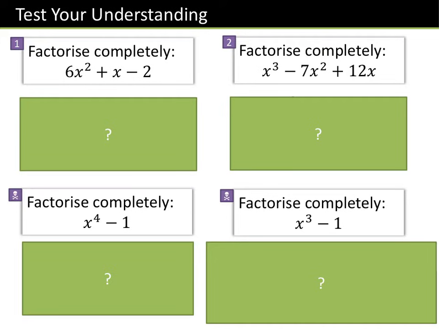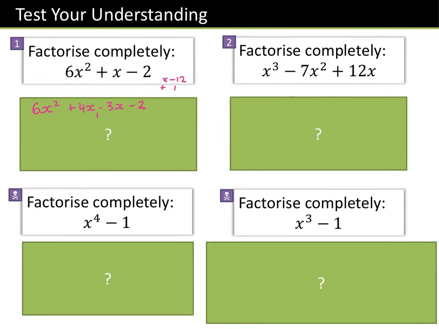Now I would like you to test your understanding of those previous questions, please. So for question 1, factorise completely. We're going to use the AC method again. So we want 2 numbers that multiply to give you minus 12, because 6 times minus 2, and add to give you 1. Automatically, I'm thinking of 4 and 3. So I'm going to have 6x squared plus 4x minus 3x minus 2.